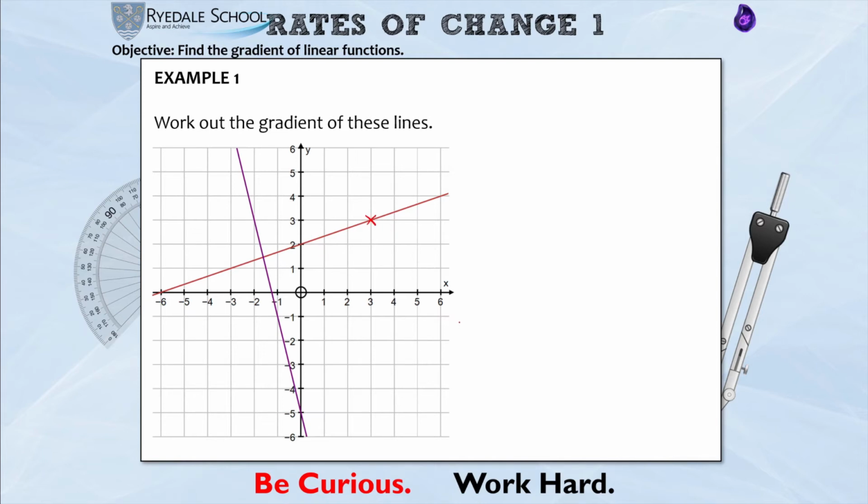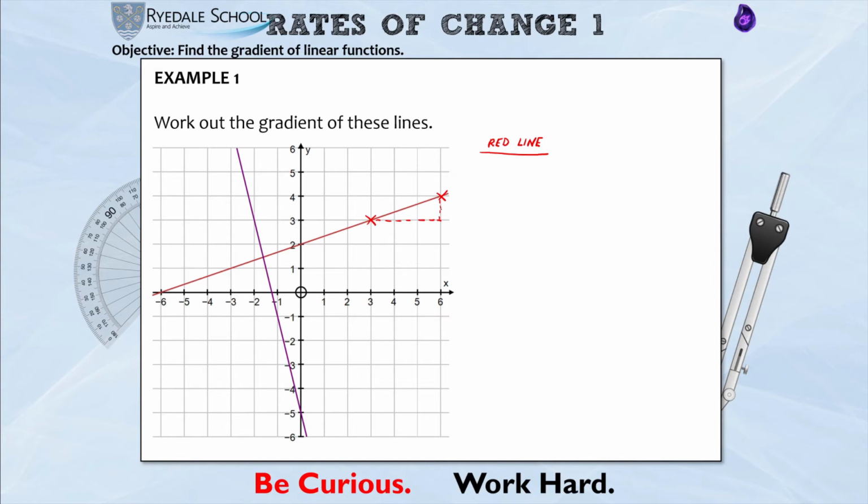3, 3 and 6, 4. So just at the side, I'll put red line. And I've chosen my 2 points. I drop my vertical. I put in my horizontal. This could be done with a ruler. And then I count that difference.